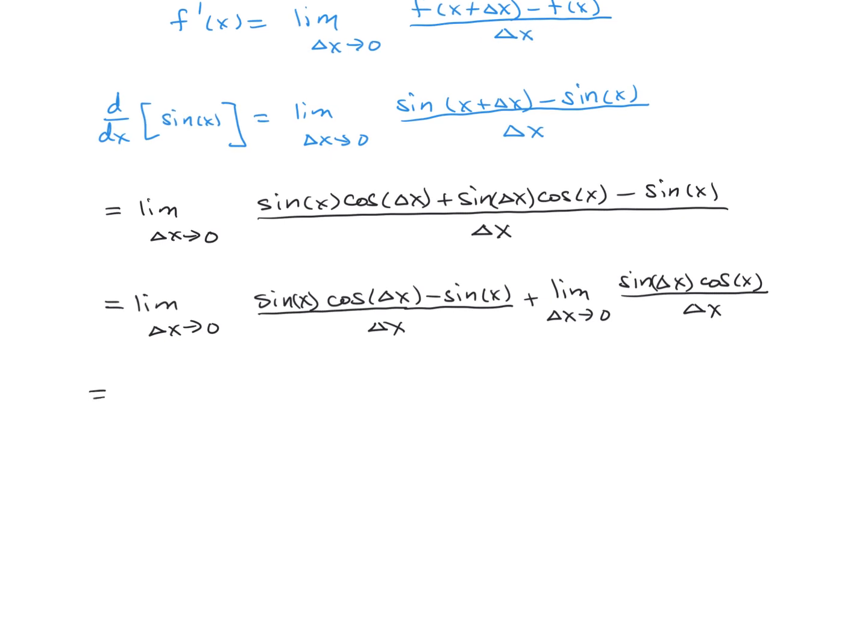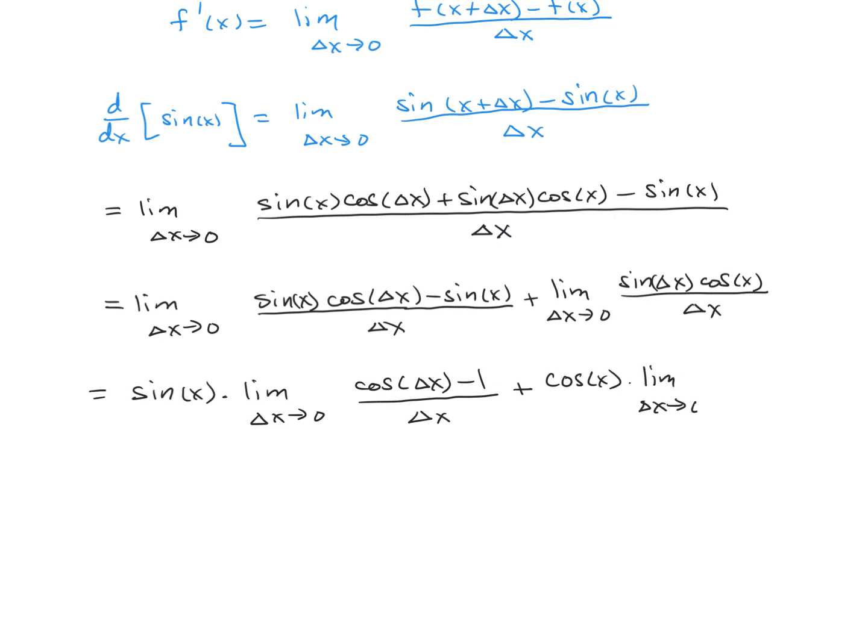Next step is to factor. There is a common sine of x in our first limit. That is a constant because it's not changing with delta x. So I'm going to factor out the sine of x, leaving me with the limit as delta x goes to 0 of the cosine of delta x minus 1, divided by delta x. For the second term, we're going to do the same thing. We're going to factor out the constant cosine of x, which leaves us with the limit as delta x goes to 0 of the sine of delta x divided by delta x.